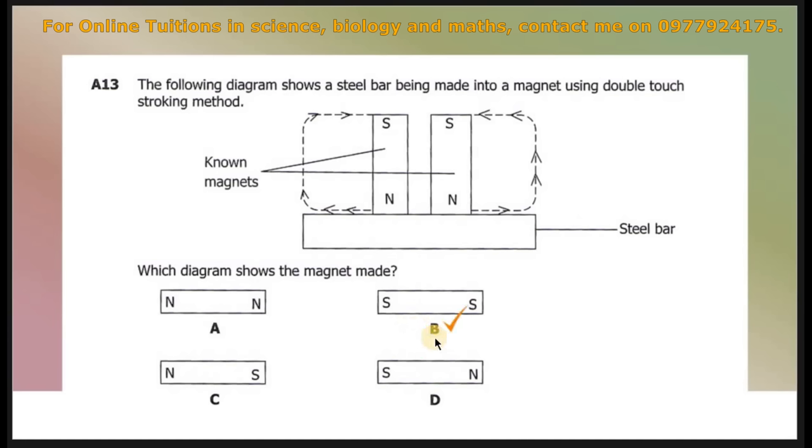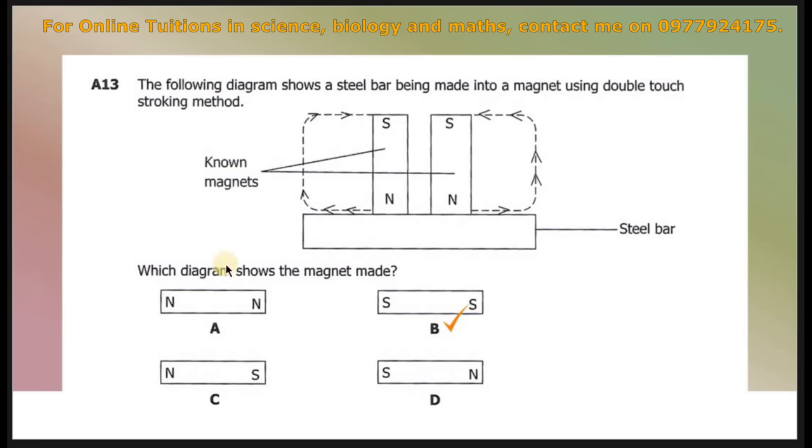So these are consequential poles, because when you're stroking this way, the end by which the magnet strikes here, if this is north, this end will be south. Also, if this is north, this end will be south. So it will be south, south. Consequential poles, according to the statement I was told. So my first time here to know this.